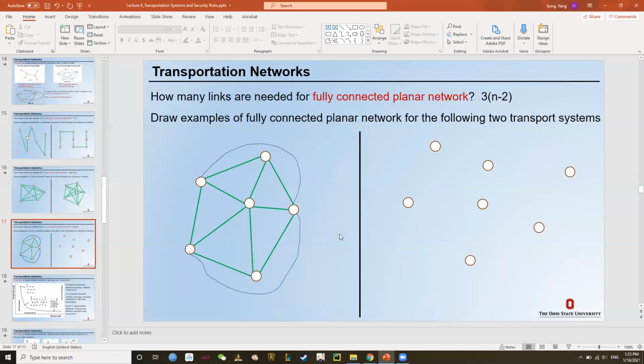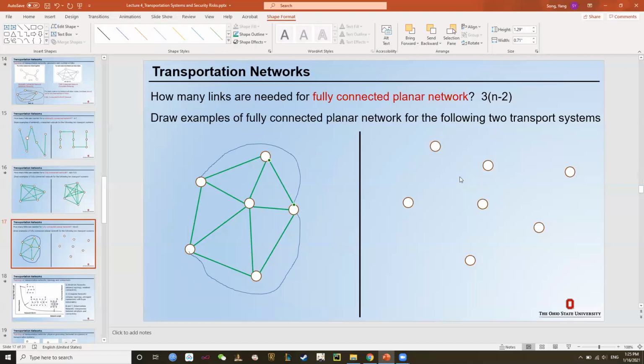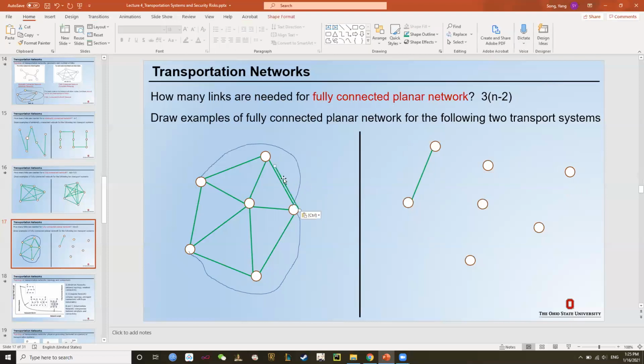Okay, so for a fully connected planar network, there could be multiple solutions. Okay, how about the right side nodes here? So 1, 2, 3, 4, 5, 6, 7. 7 minus 2 equals what? 5. 5 by 3, 15. Let me find out all those 15 links. 15 links.